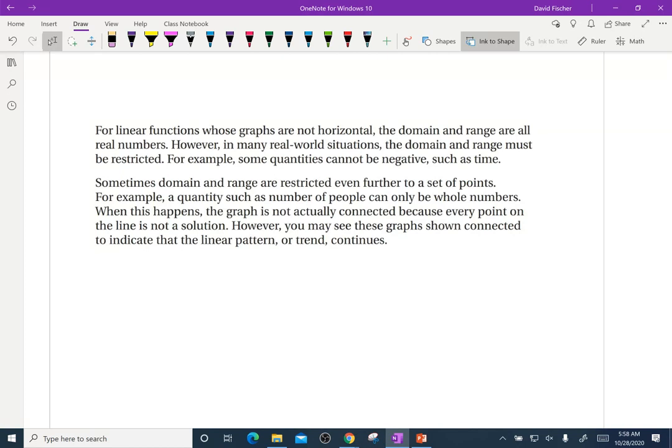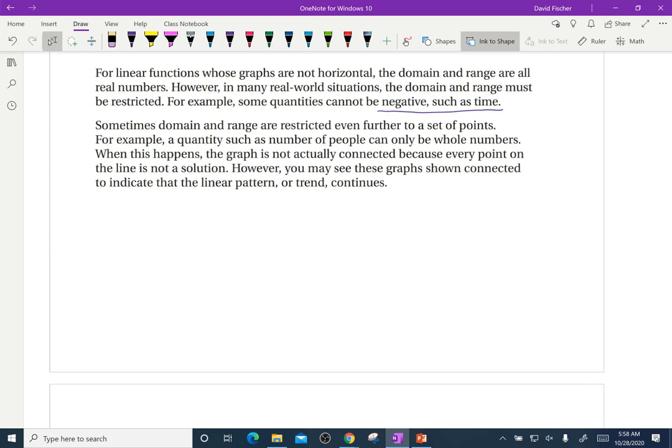Okay, coming up to the end here. We're talking about domains and ranges. However, in many real-world situations, the domain and range must be restricted. For example, some quantities cannot be negative, such as time. We talked about that. That kind of breaks the graph sometimes. Sometimes the domain is restricted even further to sets of points. We talked about this extensively. You can't have a fraction of a person. So if we're talking about people, it's going to be like a discrete graph. Okay?